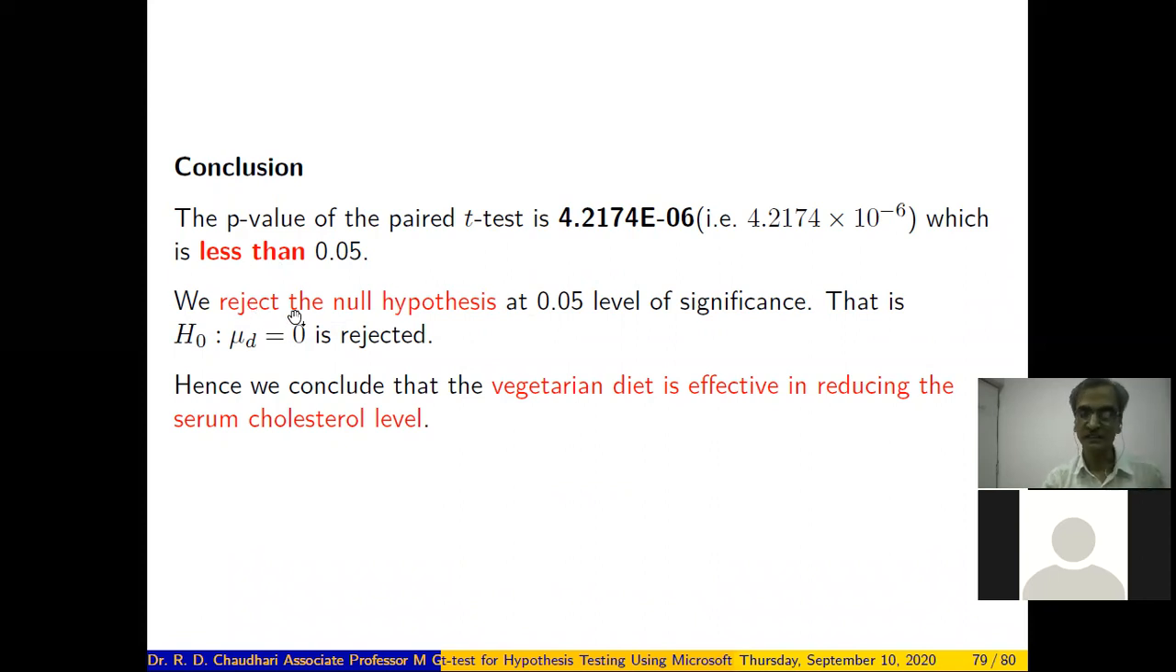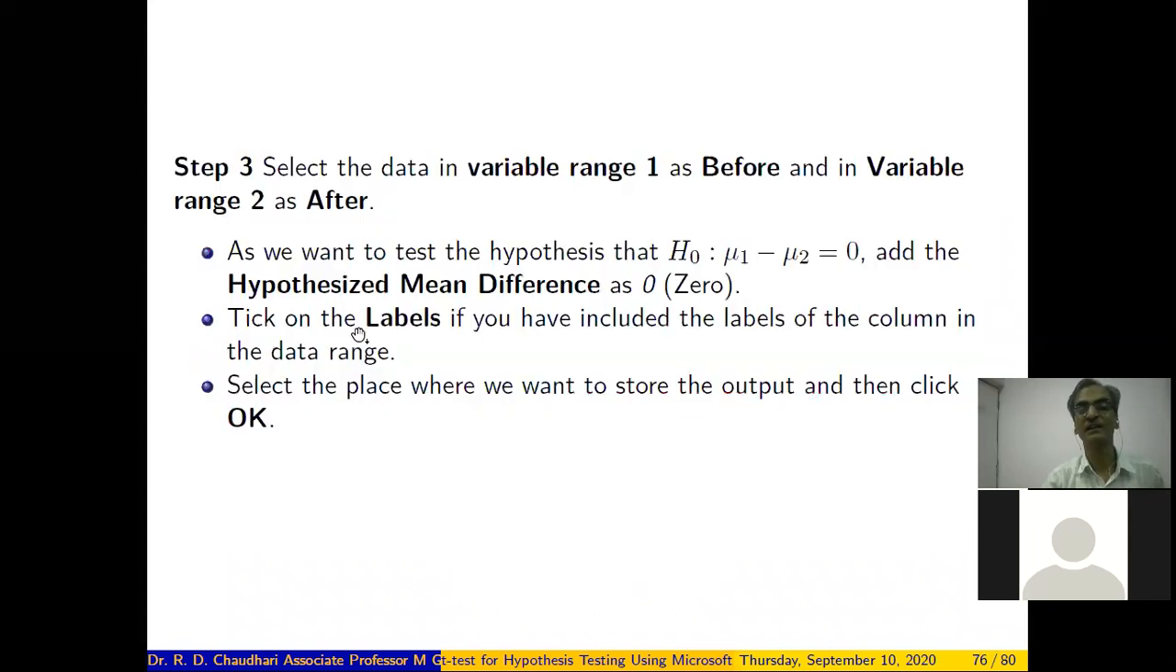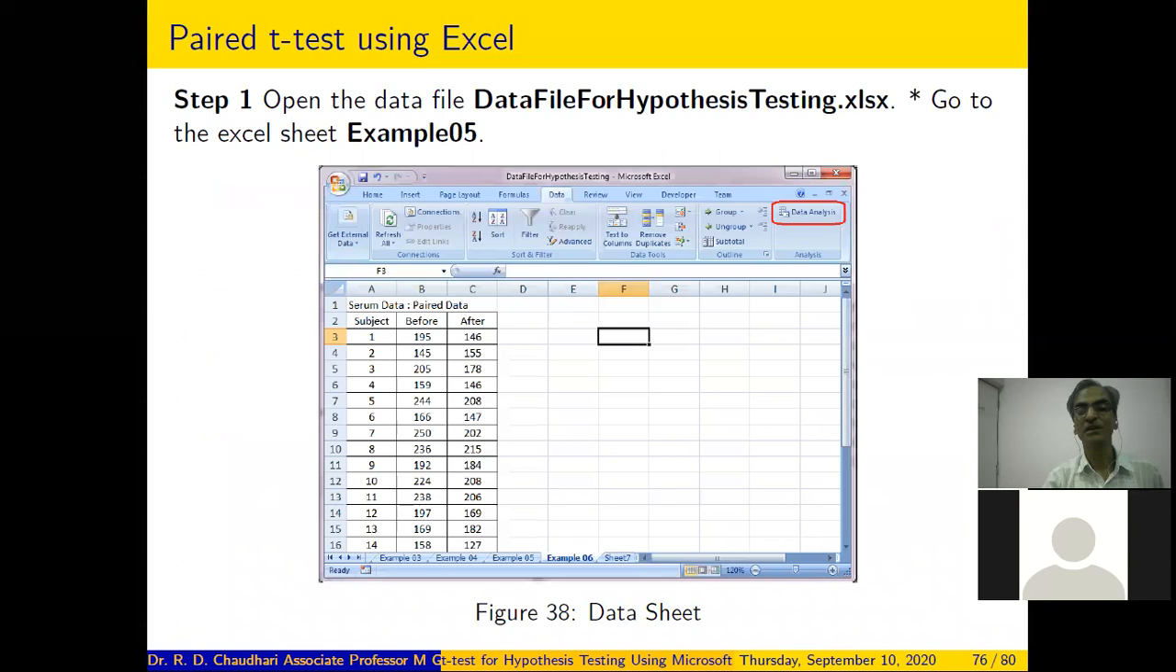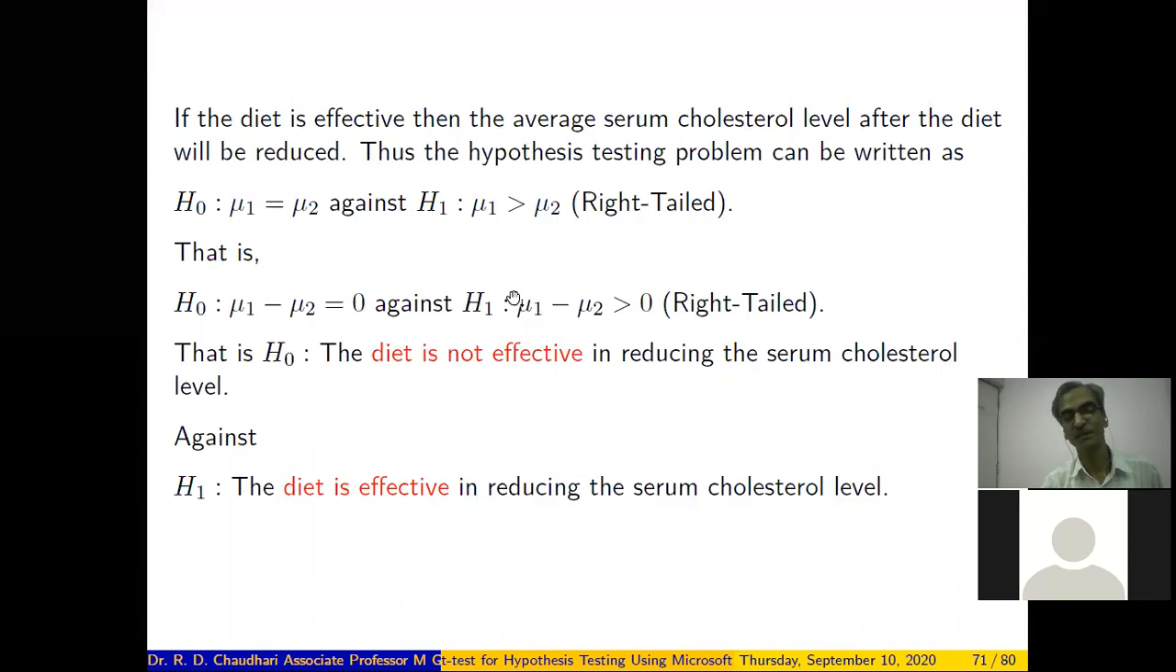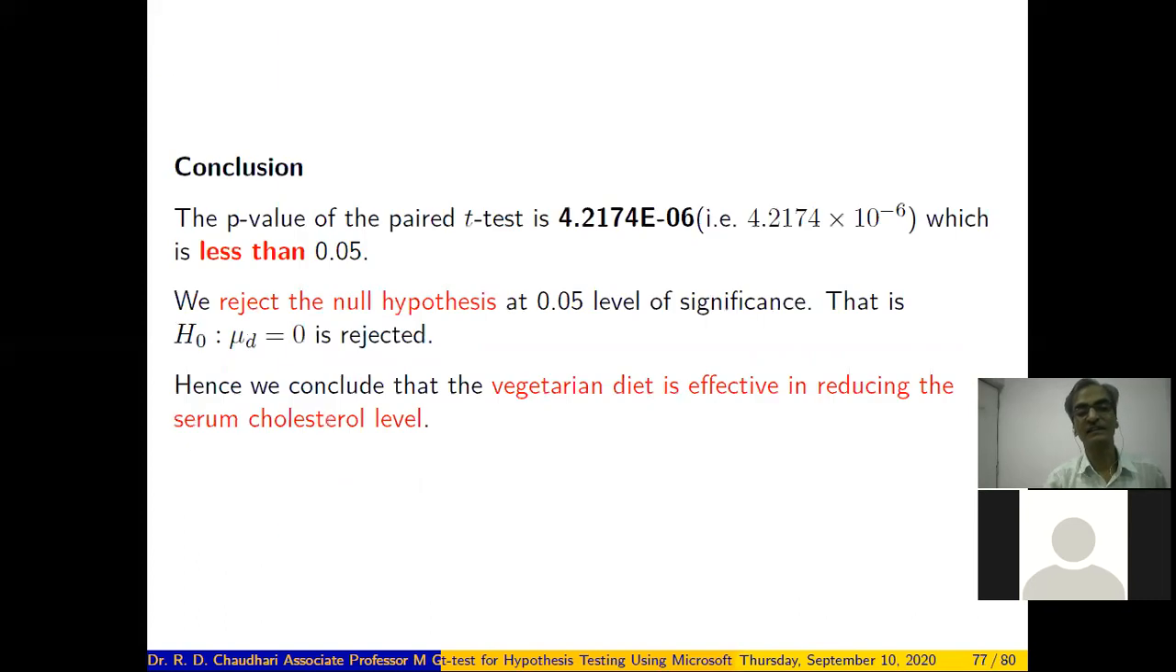So we reject the null hypothesis at 5% level of significance. That is, mu d equal to 0 is rejected. Mu d means the difference between the means. This is the mu d, the difference between the means. That is rejected, so we reject the null hypothesis, that is mu d equal to mu1 minus mu2 equal to 0 is rejected.